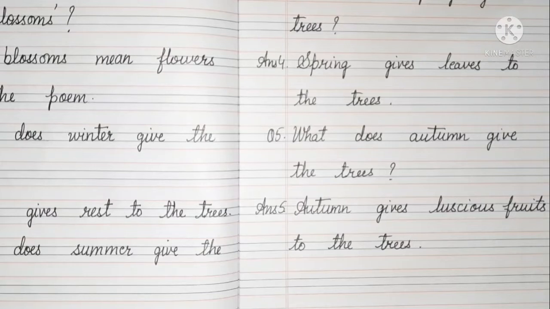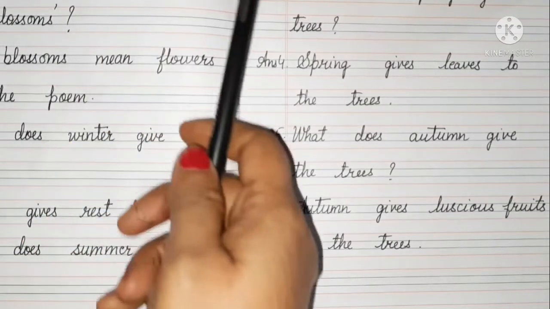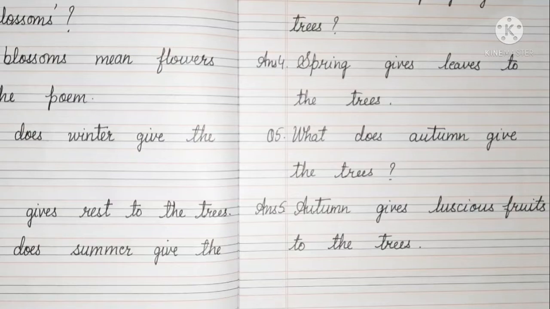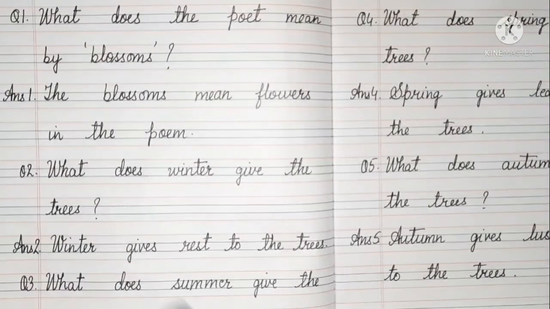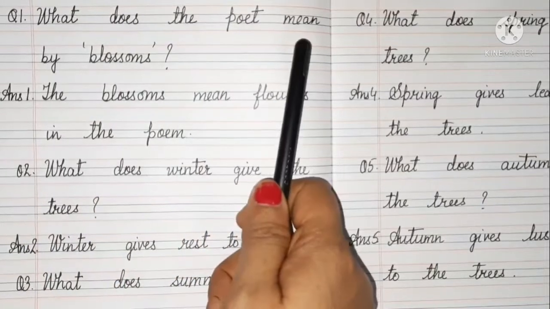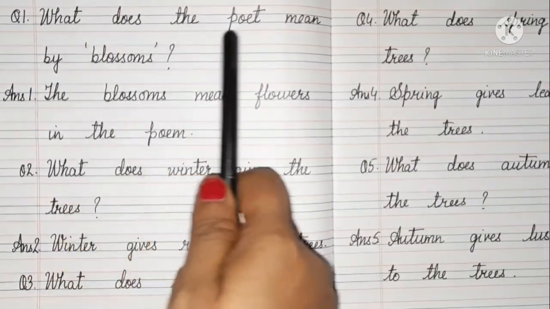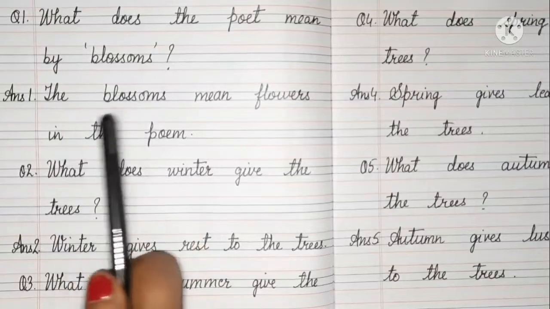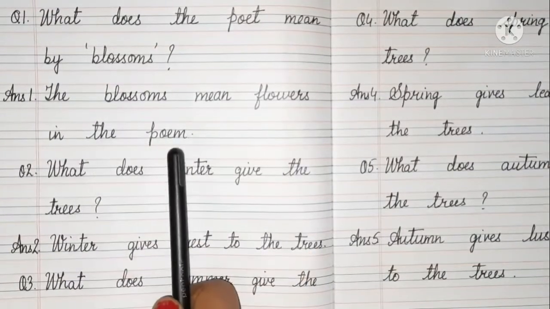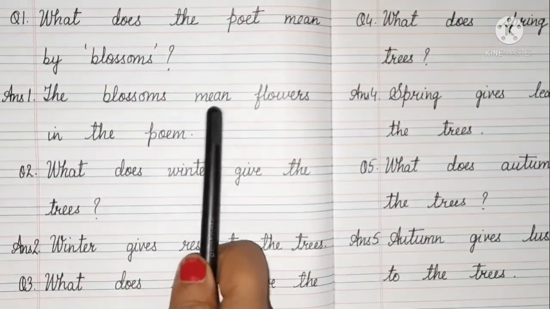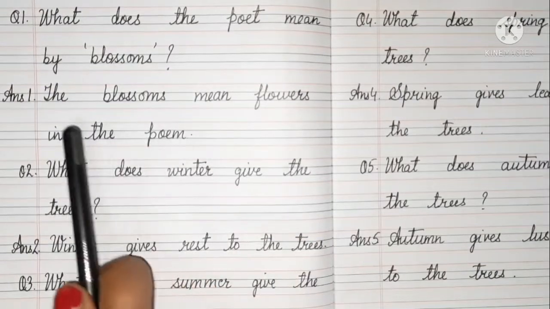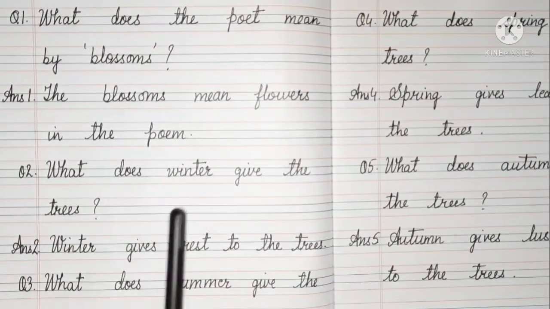So for today you have written answers to the following questions. How many question answers have you written, children? 5. First one is, what does the poet mean by blossoms? The blossom means flowers in the poem.